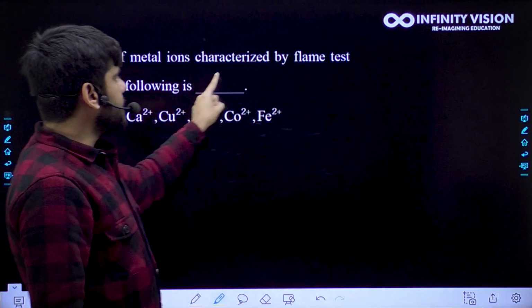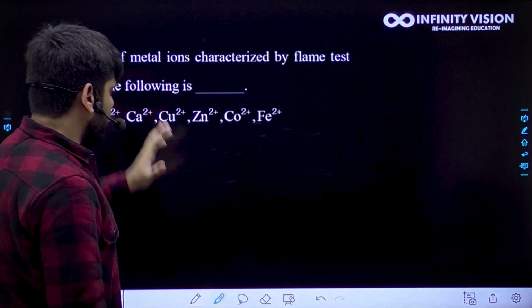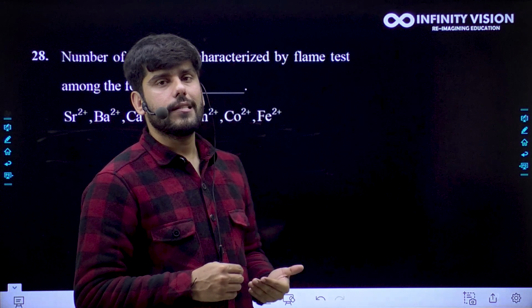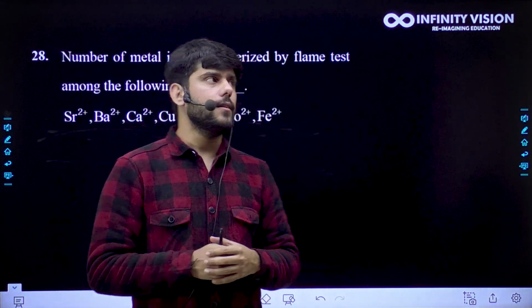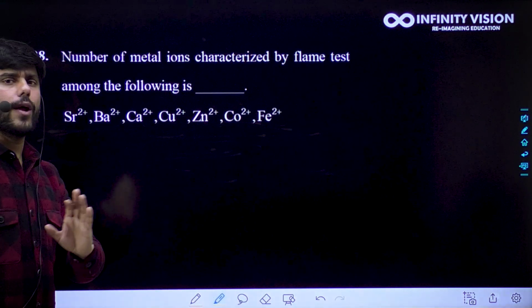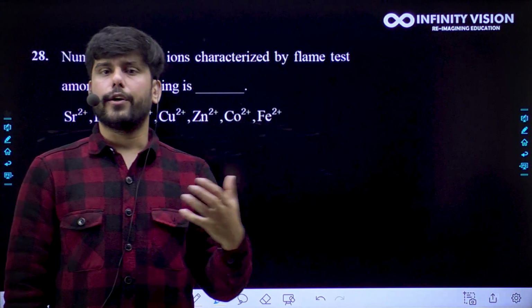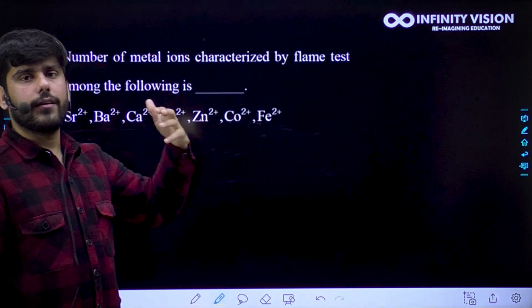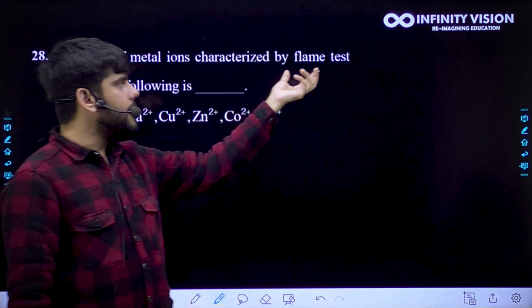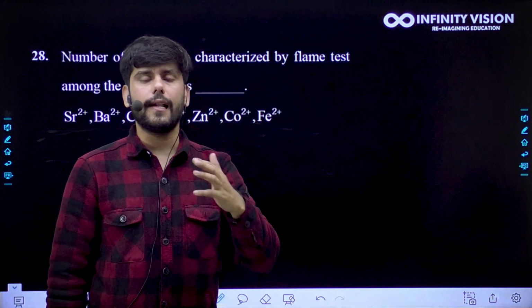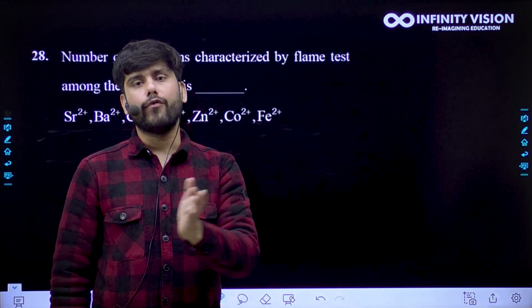Number of metal ions characterized by flame test among the following is. Now, if you follow the NCERT book for the qualitative analysis, it is mentioned that the chlorides of some metals undergo flame test. They have the characteristic flame color. Now, flame test, what is the principle? Principle is electronic transition and photo emission.